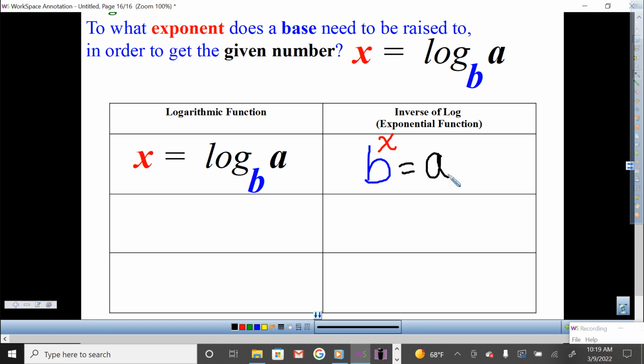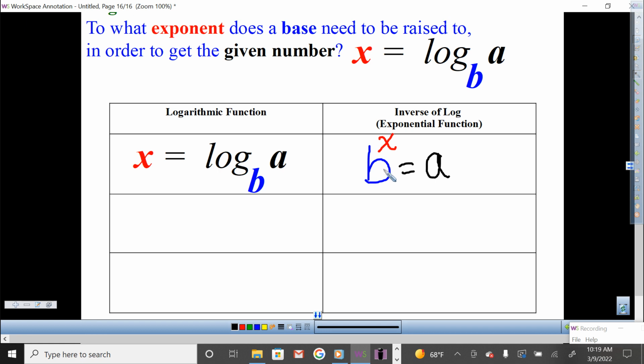And some of you are asking, so what happens to the word log, Mr. Q? The word log goes away because we rewrote it like this in order to understand the question. What was the question? To what exponent does the base need to be raised in order to get this number? That's what log stands for. It's basically a question.